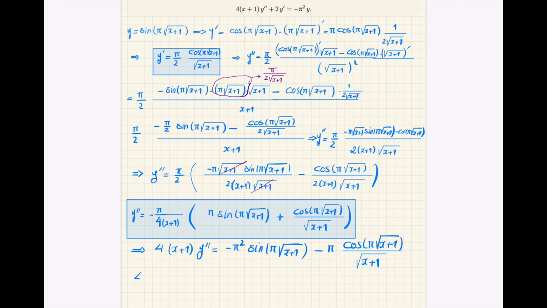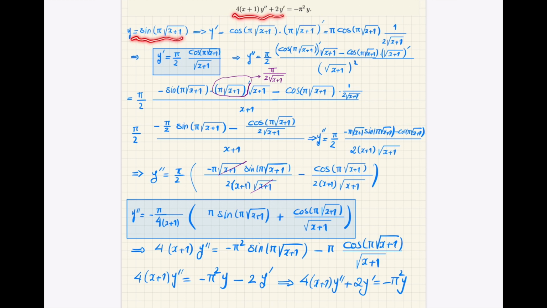So this means that 4 times x plus 1 y double prime is equal to minus pi squared y minus 2y prime. But that's interesting now, because if I move this one from the right hand side to the left hand side, what I get is 4 times x plus 1 y double prime plus 2y prime equals minus pi squared y. And that is exactly this differential equation. So it means that if I start calculating the left hand side using this function, I immediately get to the right hand side.